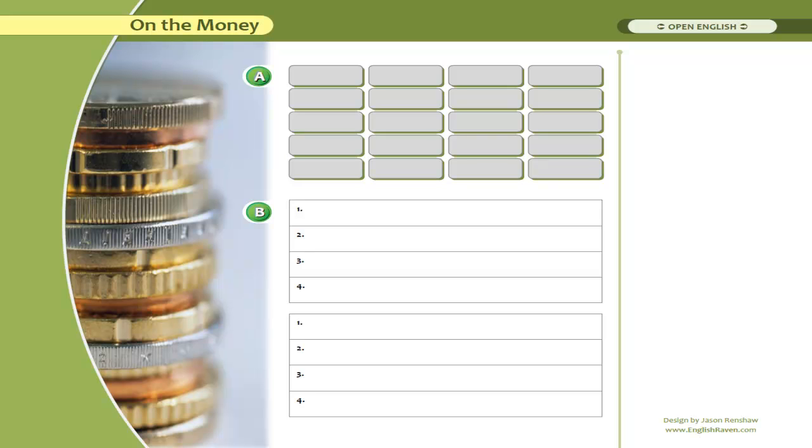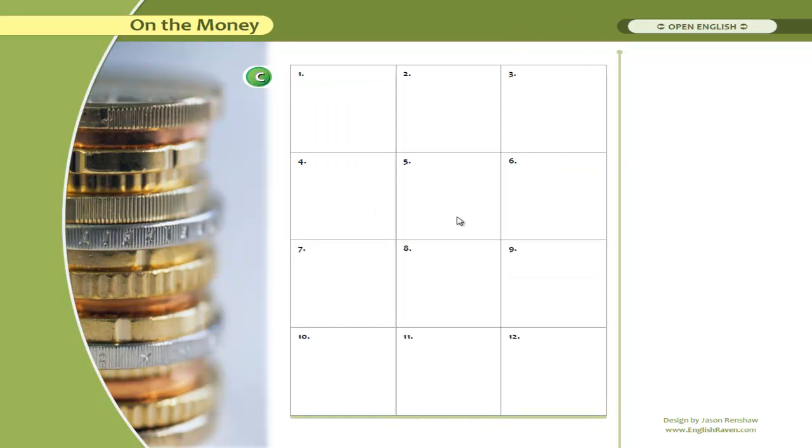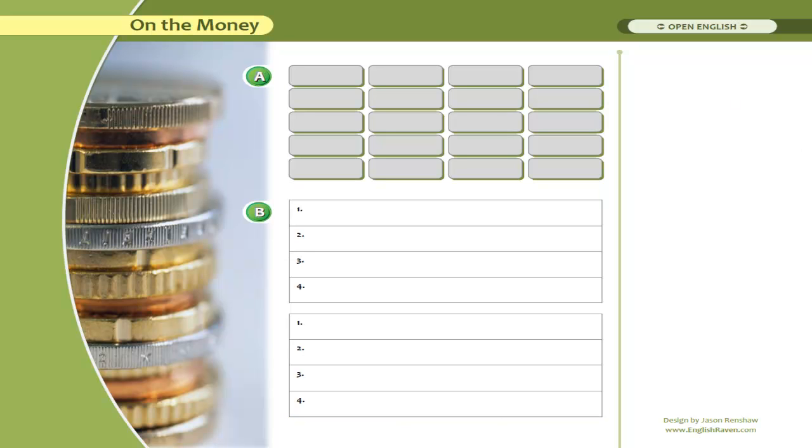Remember also though, because you've got access to an open source version of this, you can cut out any of these, including this one as well, and you could replace it with any of those other grids or other activity styles that I've mentioned in other Open English materials. Because they're open source, you can cut and paste, delete, move stuff around, do whatever you like. So that's the On the Money resource.